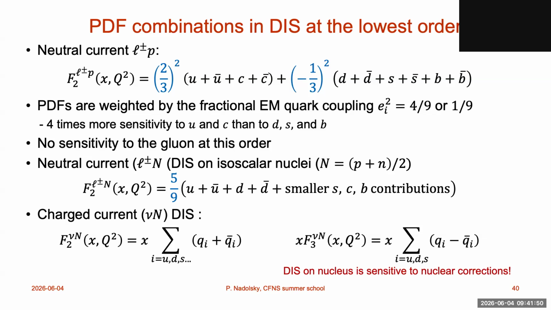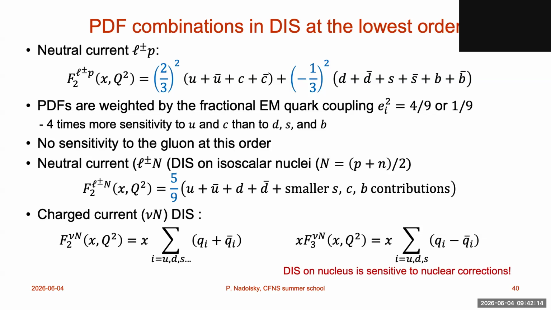So what you immediately see, therefore, is that at HERA, it's very easy to measure the up-type and even charm contribution. It's much harder to measure down-type and strange. So HERA will just measure the whole combination, basically, right? The neutral current.